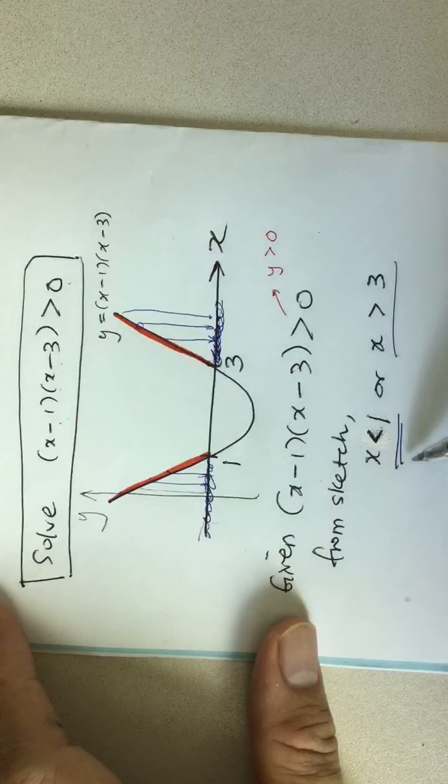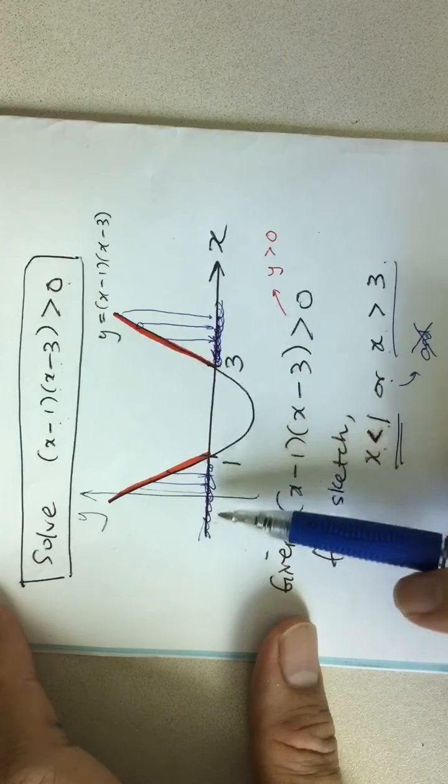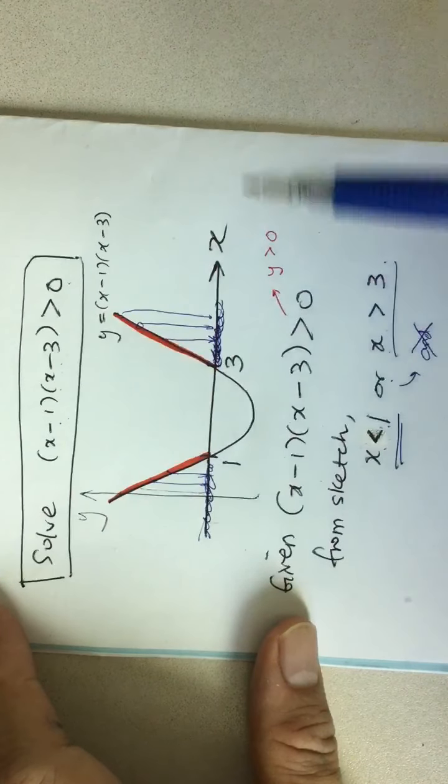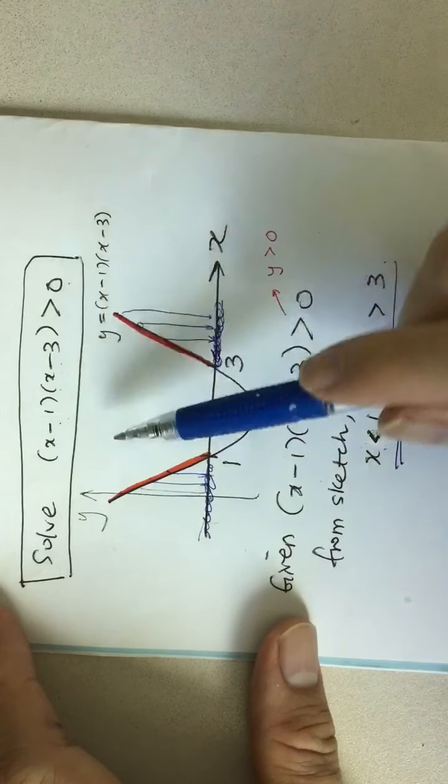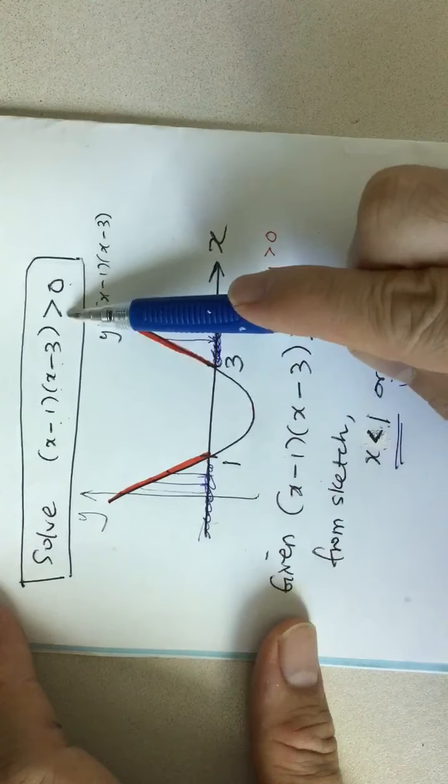So the solution will be x is less than 1 or x is more than 3. Note that we do not use the word "and", because x cannot be smaller than 1 and at the same time bigger than 3. So we have to use the word "or". Alright, so to recap, this is the range of values of x for which this expression is more than 0.